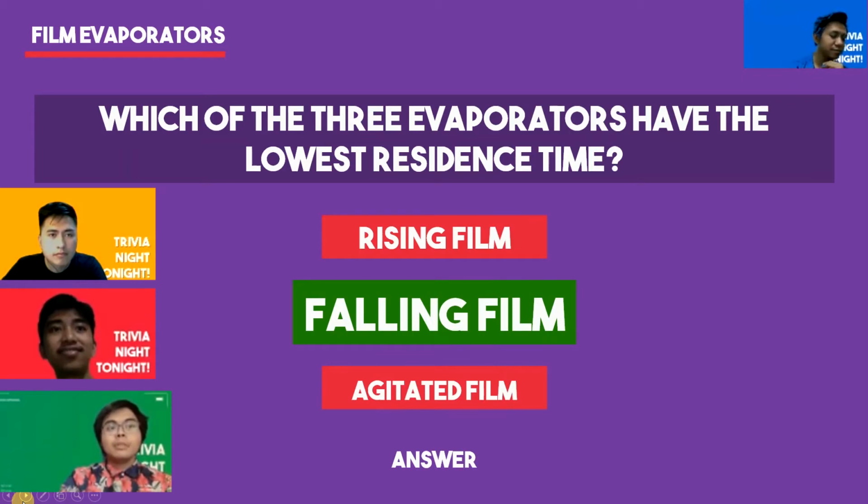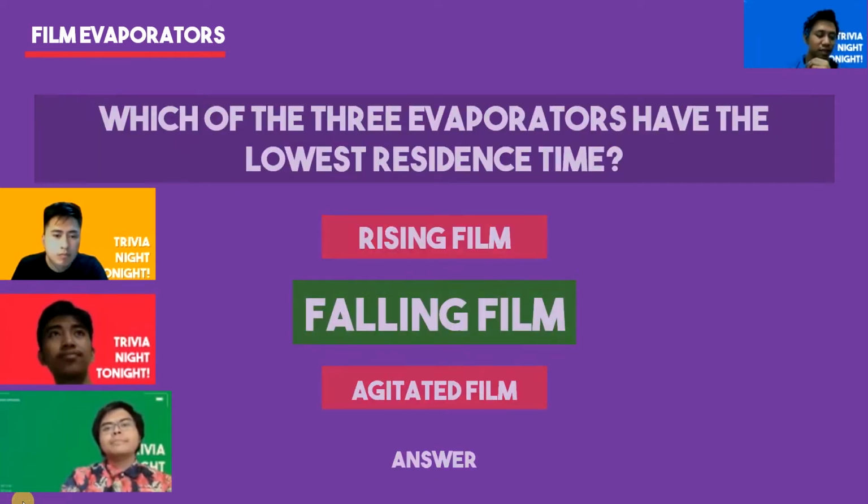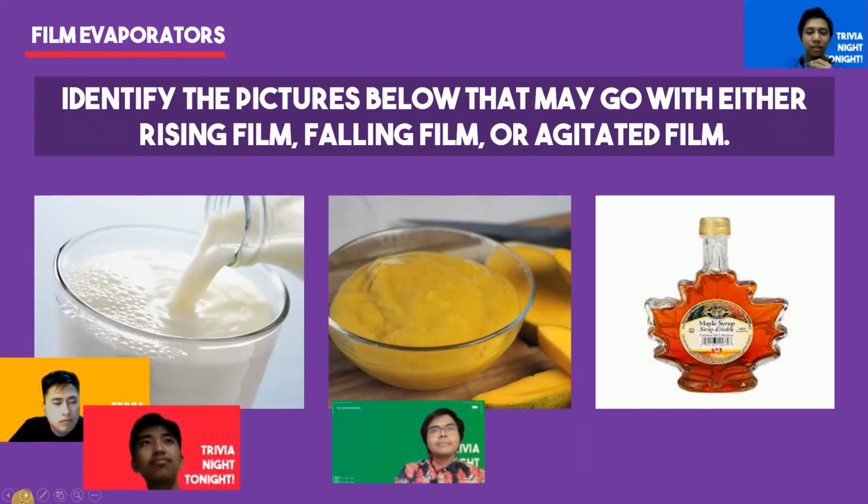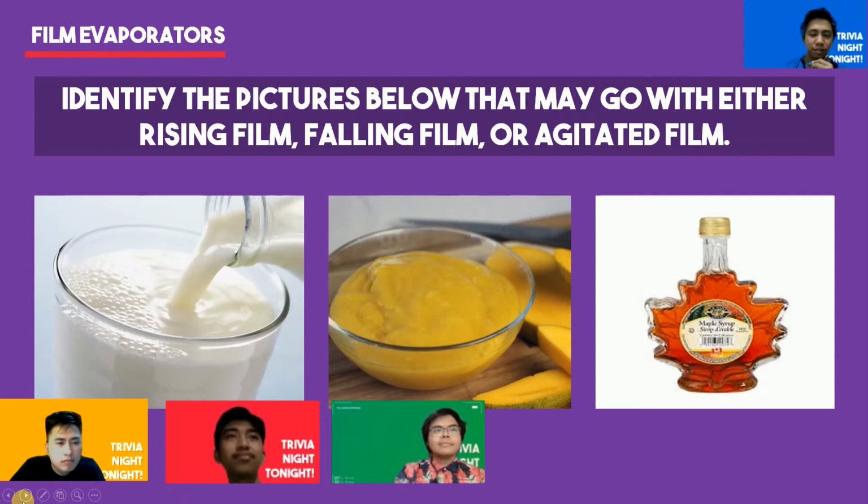The residence time is effectively the average length of time that an entity will remain in a reservoir. That's right. For the next question, identify the pictures below that may go with either rising film, falling film, or agitated film.